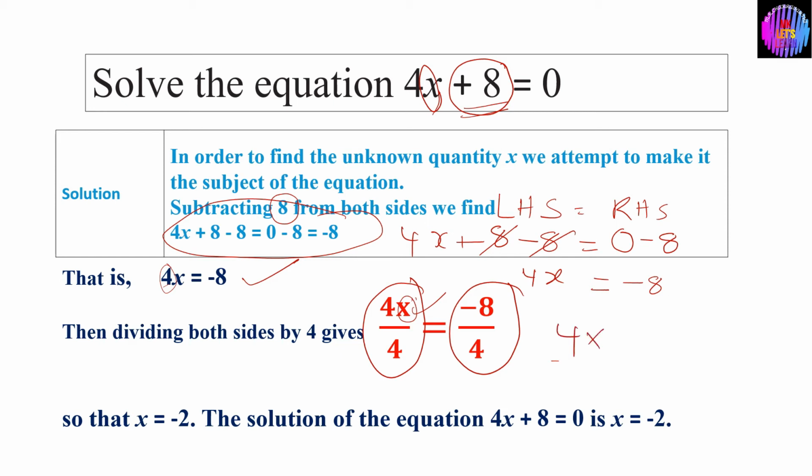So 4x by 4 is equal to minus 8 by 4. The 4 is cancelled on the left hand side. Minus 8 divided by 4 gives minus 2. So we will get x is equal to minus 2. That is, x is equal to minus 2. The solution of 4x plus 8 equal to 0 is x is equal to minus 2.